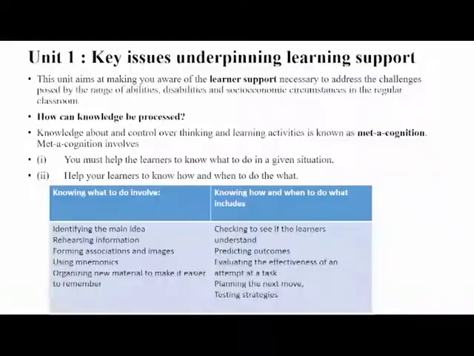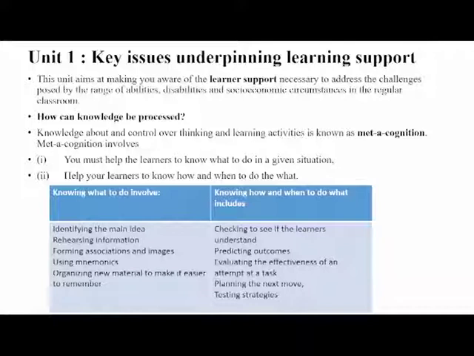Let's begin. The first unit under this topic is key issues underpinning learning support. We are not going to do everything, but we are just looking at the main points that are quite part of your examination. So this unit aims at making you aware of learner support, the necessary things that you need to do to address the challenges posed by a range of abilities, disabilities, and socio-economic circumstances in the regular classrooms. We have different types of learners in our classes. So what can you do in our classes to support them?